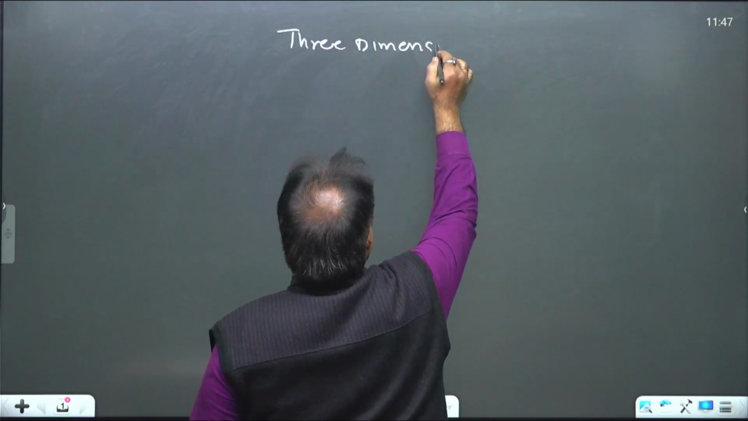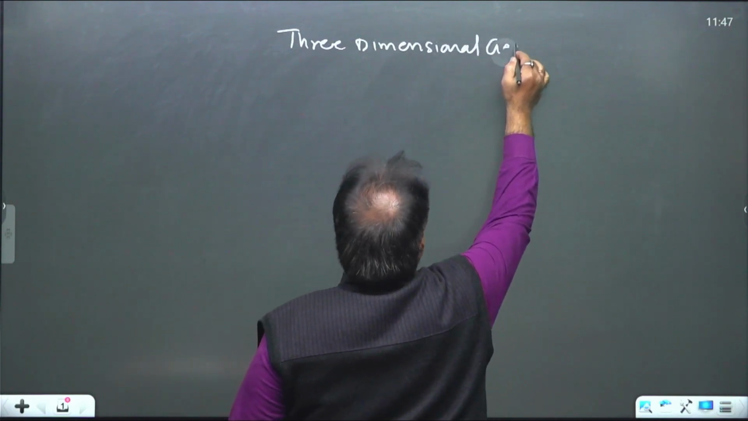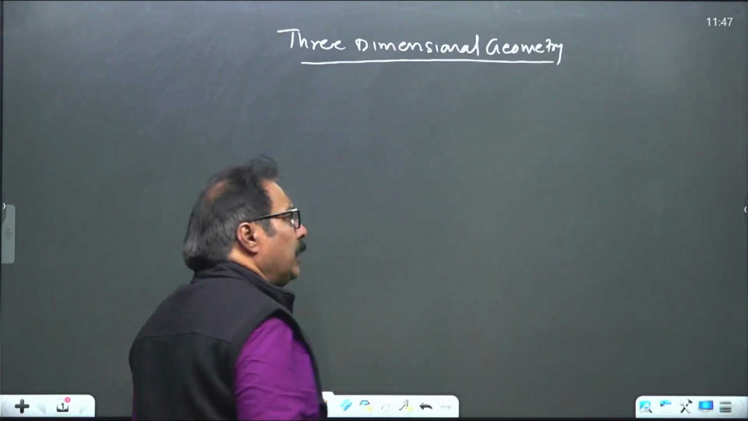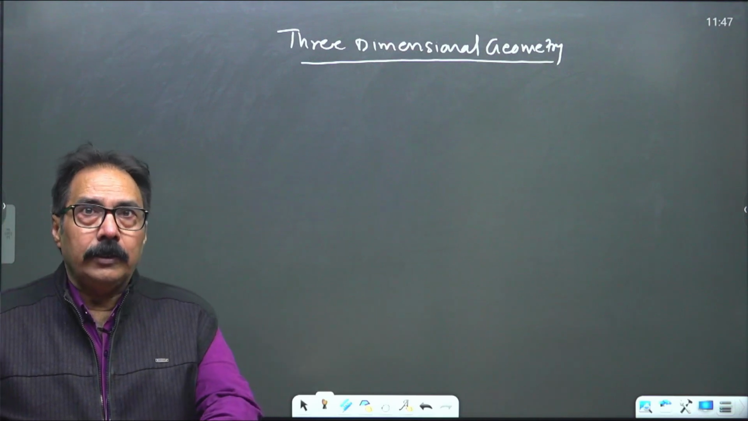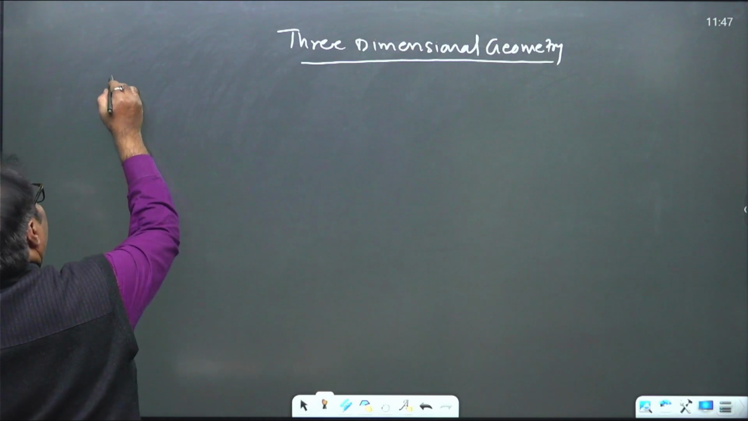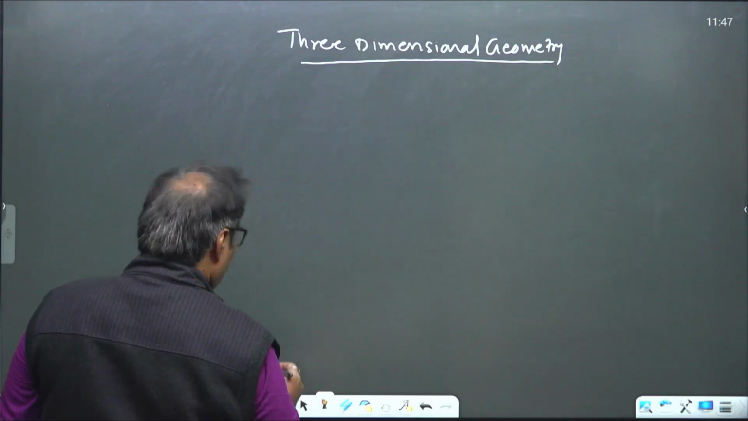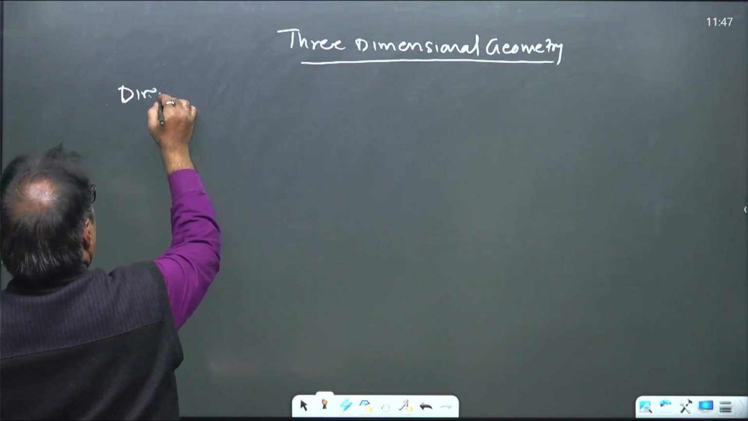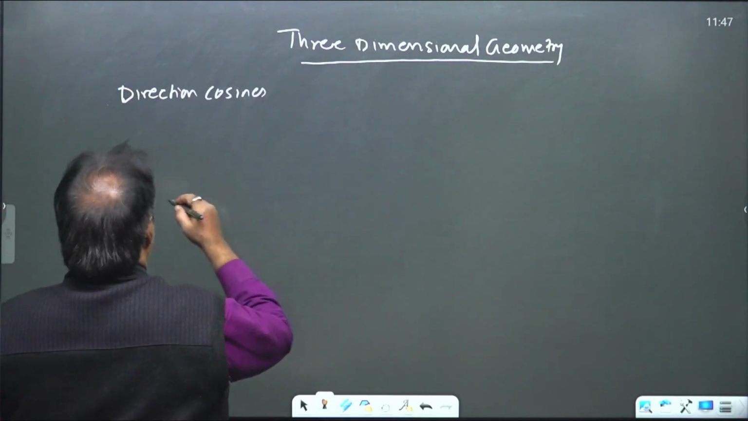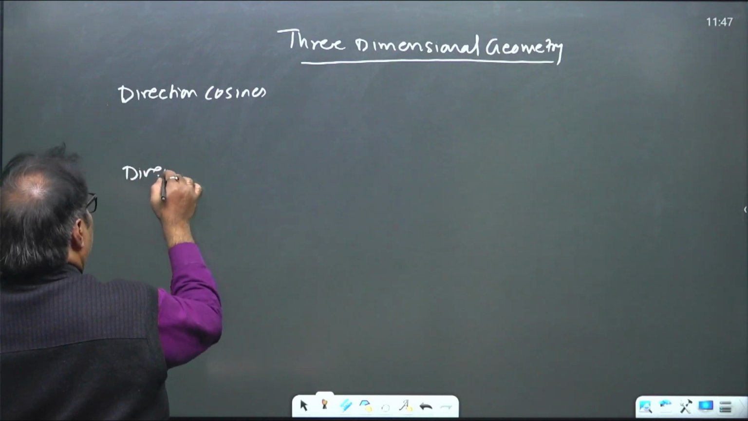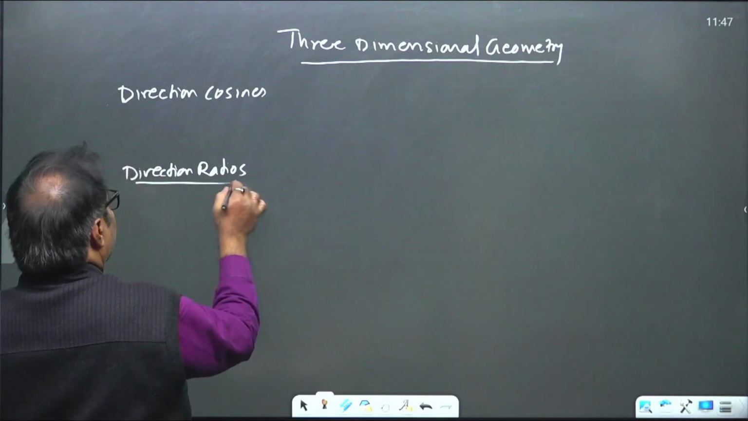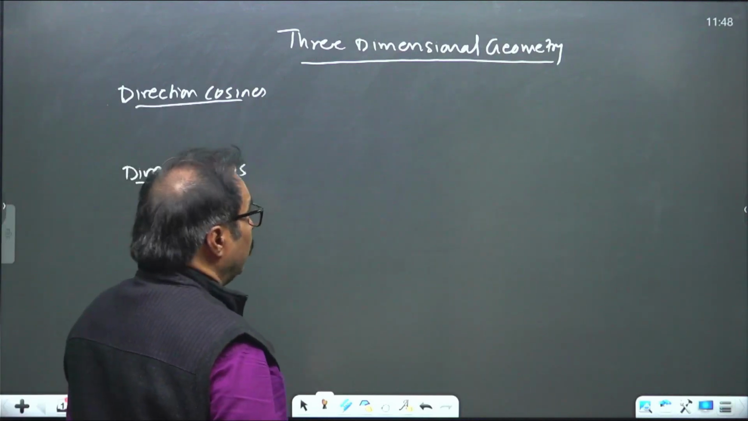Three-dimensional geometry. In three-dimensional geometry, there are 3 points that we have to discuss. The first one is direction cosines and direction ratios. These 2 points we will discuss for the first exercise. Then we will switch over to the next point.